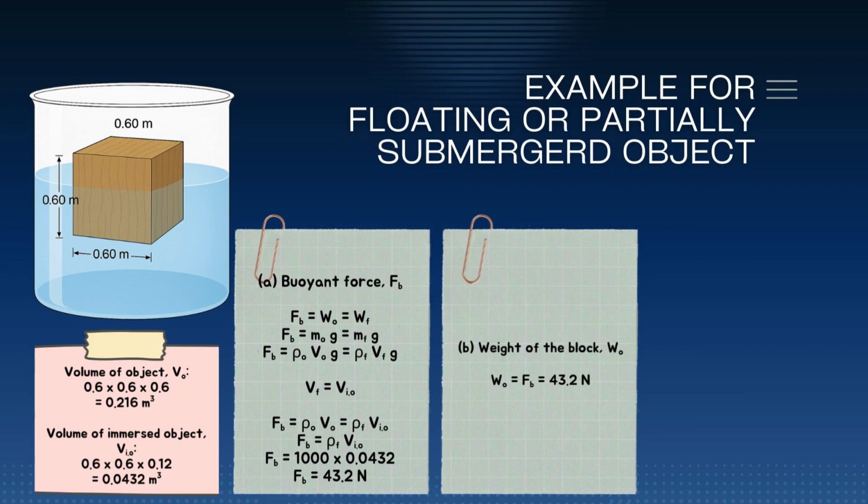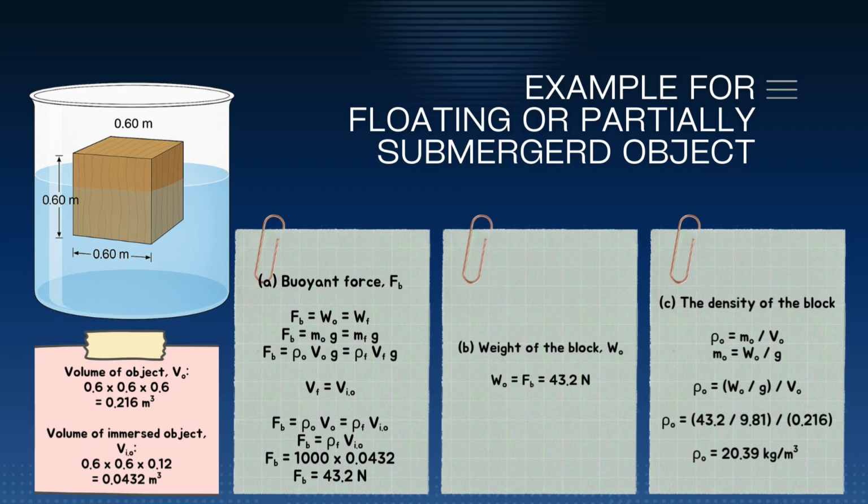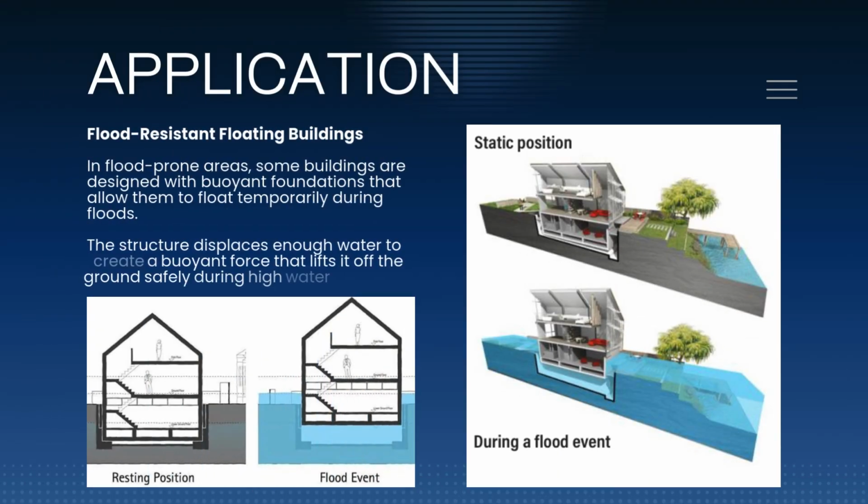Finally, we calculate the density of the block. The result shows that the density of the block is lower than the density of water, which explains why the block floats. Archimedes' principle is not just theory.